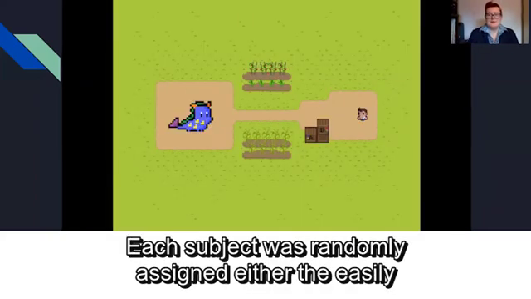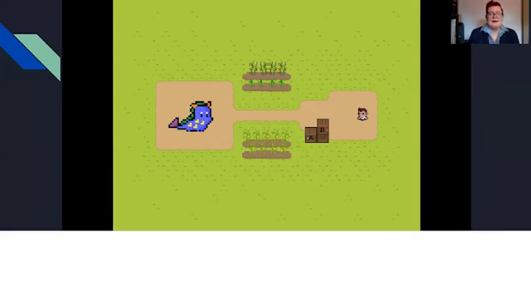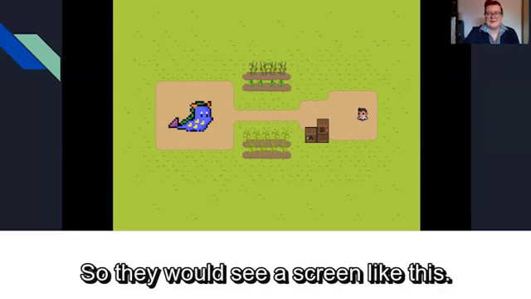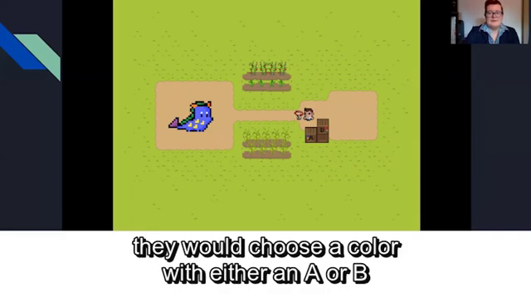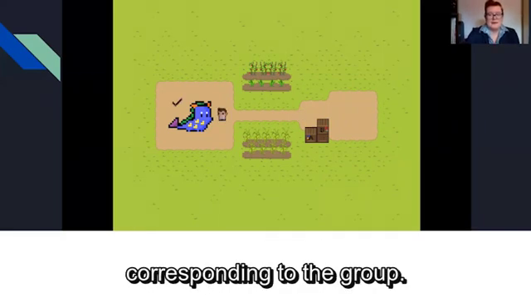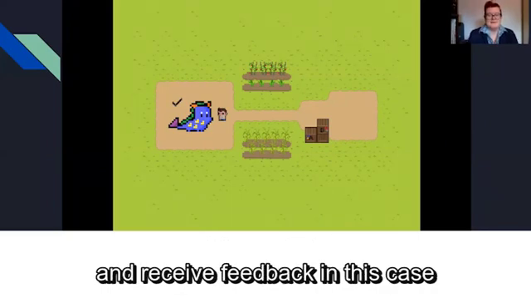Each subject was randomly assigned either the easily verbalizable or the not easily verbalizable stimulus. They only saw one of those sets. So they would see a screen like this. Here with the easily verbalizable stimulus, they would choose a caller with either an A or a B corresponding to the group. And then they would put the caller on the monster and receive feedback. In this case, the category decision was correct.